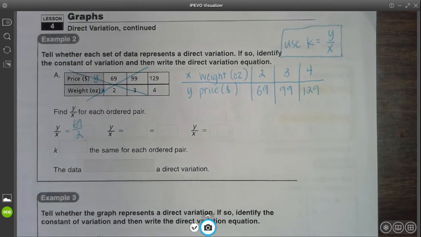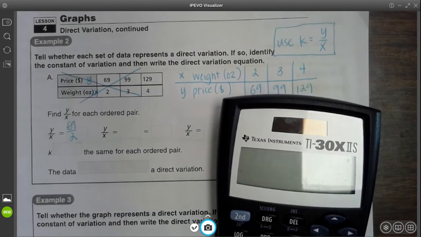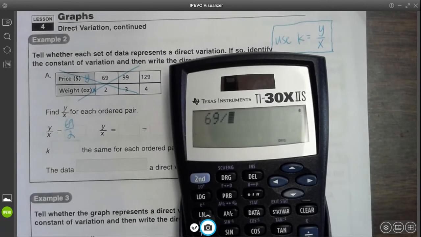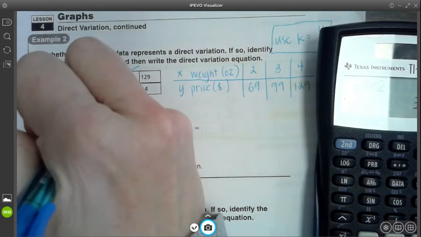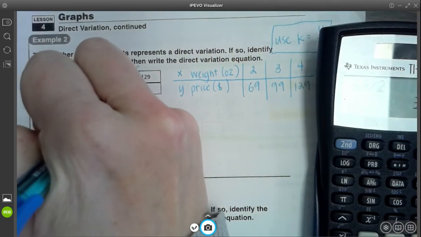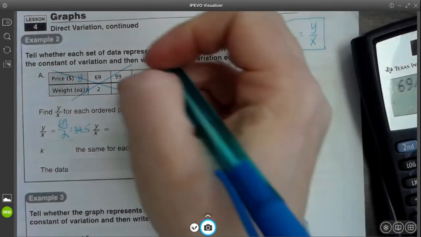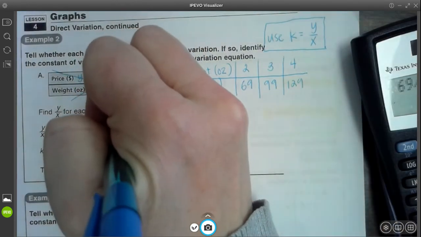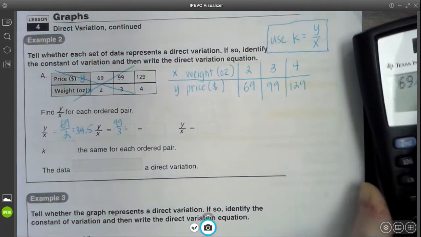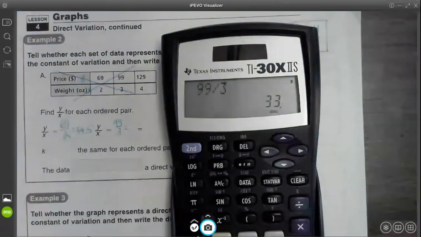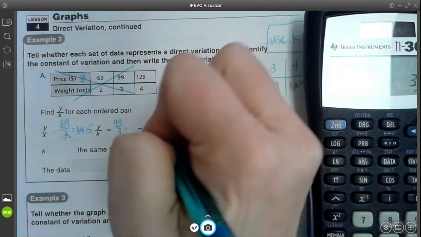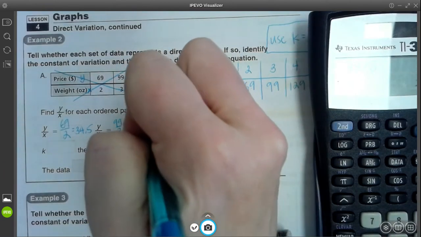I'm going to grab my calculator here. Sorry about that. Okay, so 69 divided by 2 is 34.5. The next y over x is going to be 99 over 3, and 99 divided by 3 is 33.